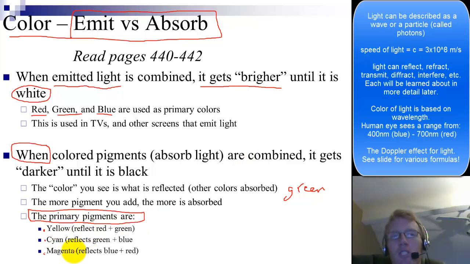So you can ask yourself questions like, what color would a banana look if I shone red light on it, or green light on it, or just blue? So let's answer that question. What color would a yellow banana look if I shone just red, just green, or just blue light?